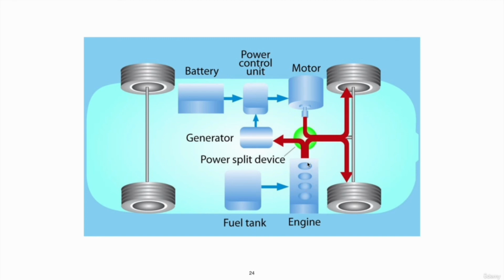Fuel is passed to the engine, and the engine will produce power. The power split device will determine where to use that power. Some part will be passed to the wheels and some to the generator, and this generator will help to charge the battery, and then the battery will supply electricity to the motor, and the motor will also help to drive the wheels. So this is how THS works.